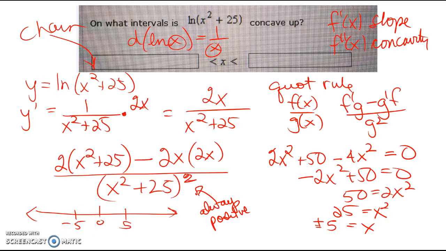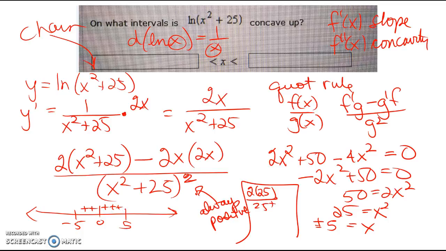So what happens to this derivative at 0? Is it positive or negative? Sorry, we're running out of space. At 0, this is 2 times 25, and those are 0, over 25 squared. Well, that's positive, isn't it?